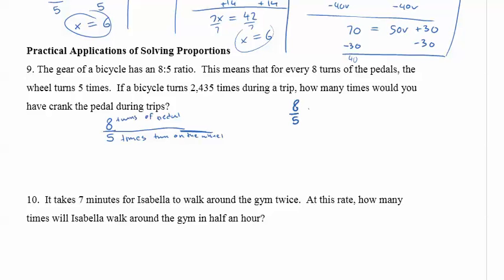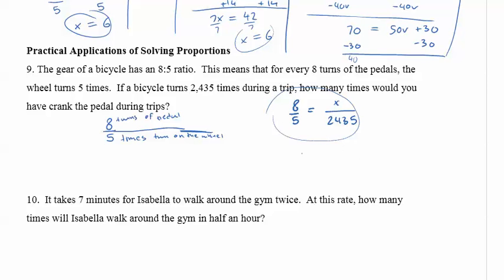So 5 equals, so we know the wheel turning goes on the bottom, and the 2,435 is referring to how many times the wheel turned in that trip, so it also goes on the bottom. It's asking how many times would you have to turn the pedal in order to get 2,435, given that when you turn it 8 times, you get 5 turns on the wheel. So really what we're looking for is how many times you have to turn the pedal. So now we have an equation.